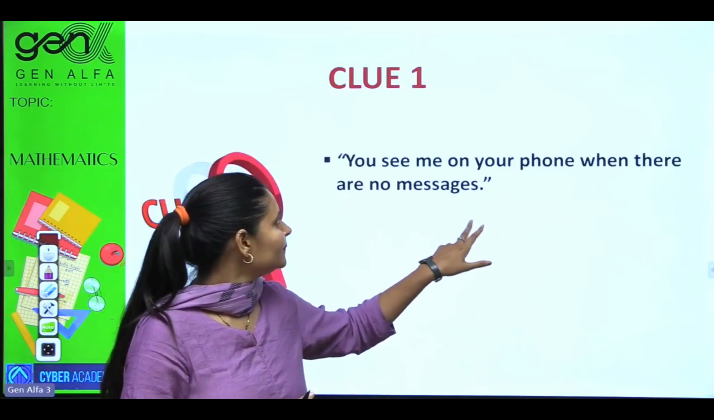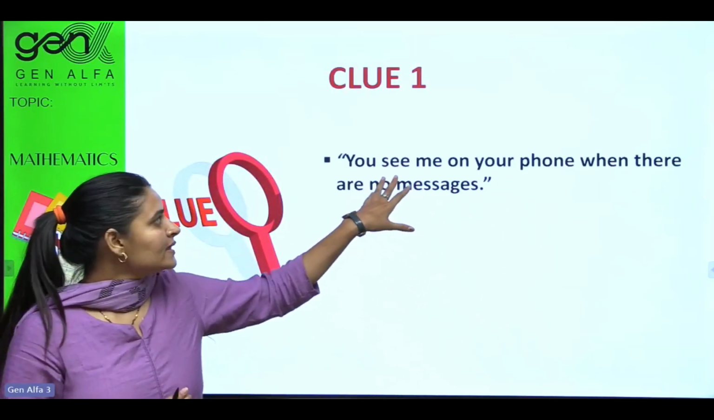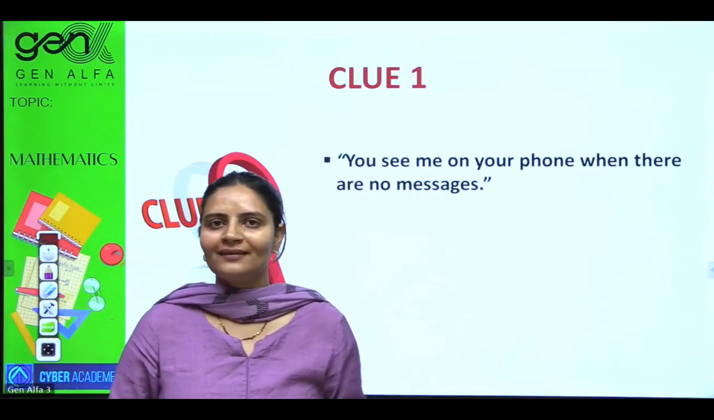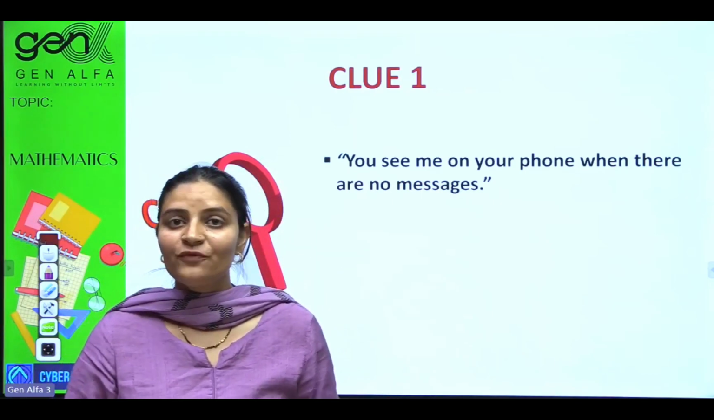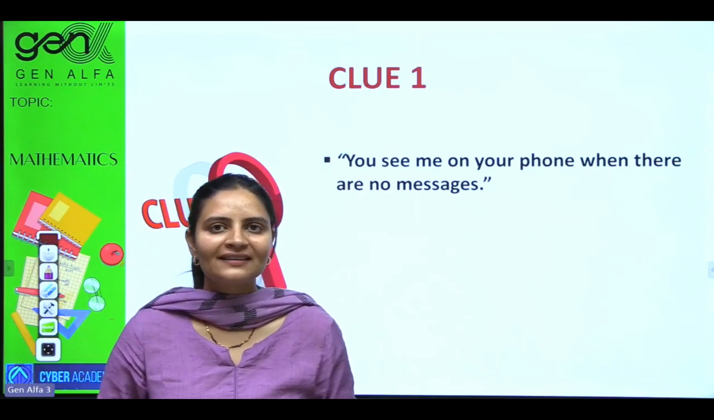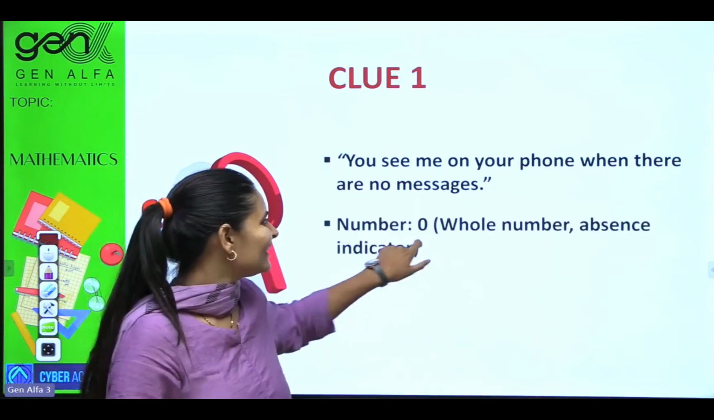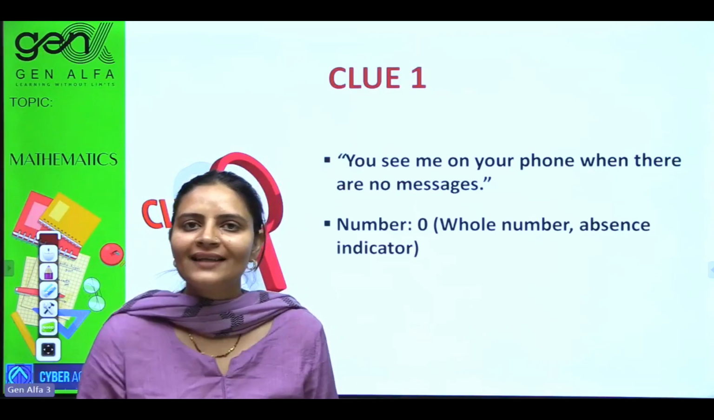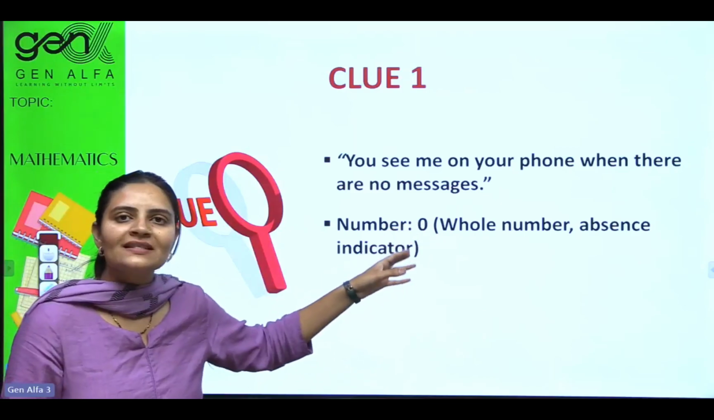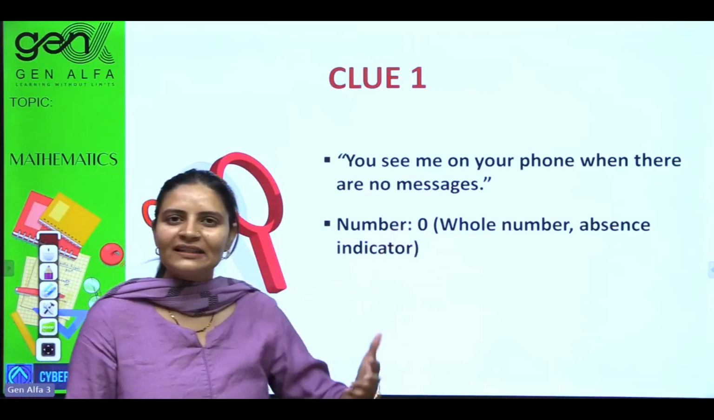Number 1: you see me on your phone when there are no messages. Yes, when there are no messages. That means what? Exactly. Zero. No means nothingness. That would be our zero, the whole number absence indicator. Ready for the next one?